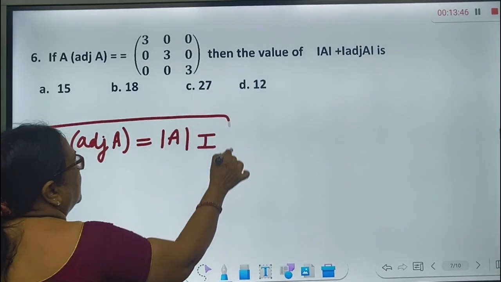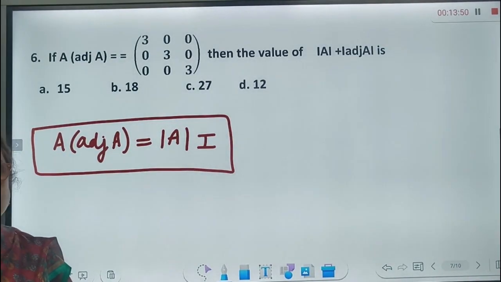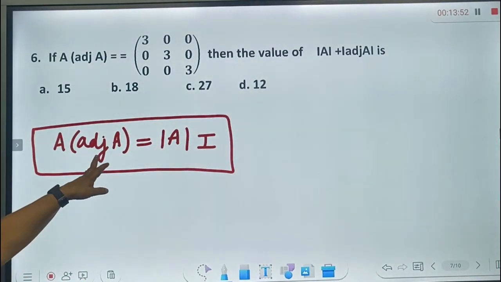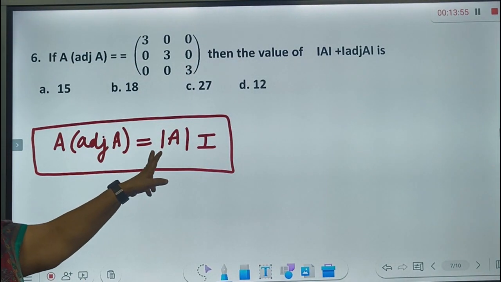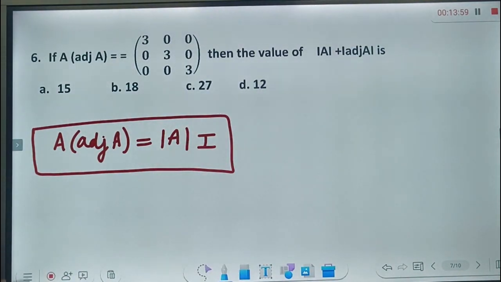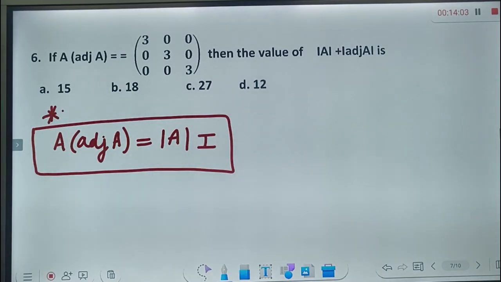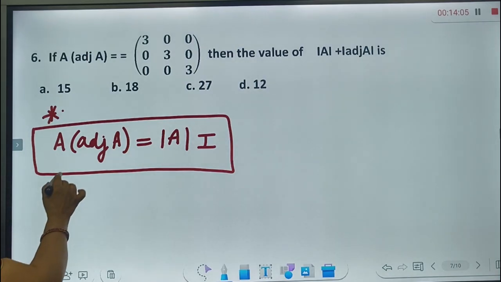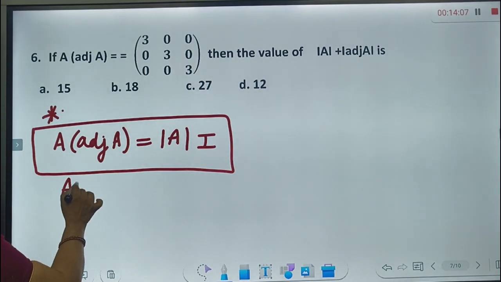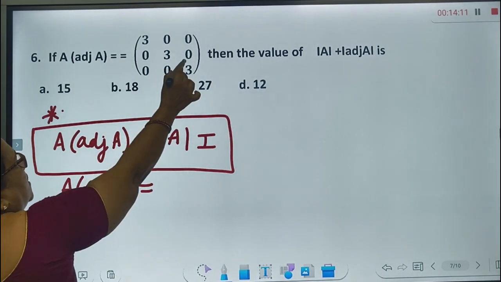Again, this is a fact that you ought to remember. A into adjoint of A is equal to determinant of A into I. Please remember, it's a very important property of matrices and determinants. Now, what is A into adjoint of A? It is given as a matrix.